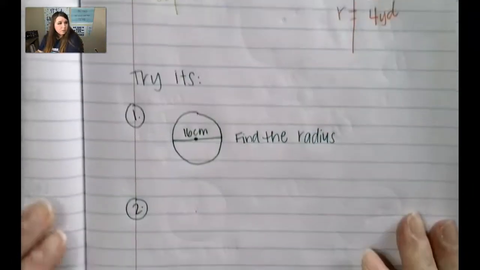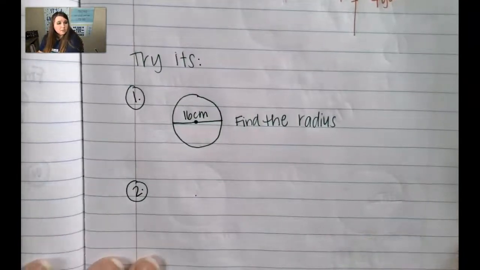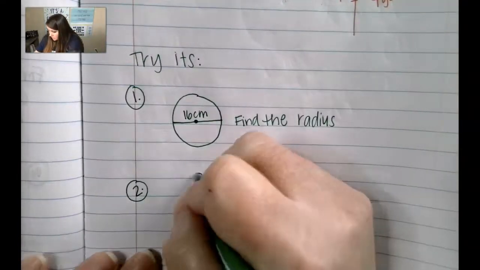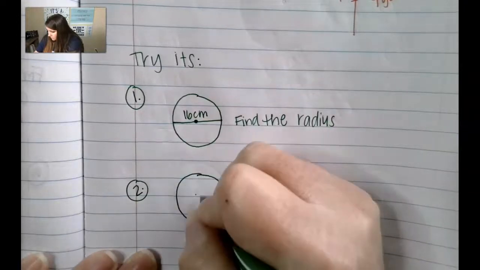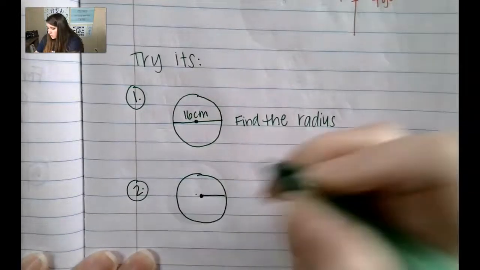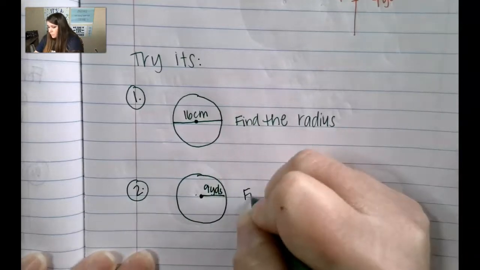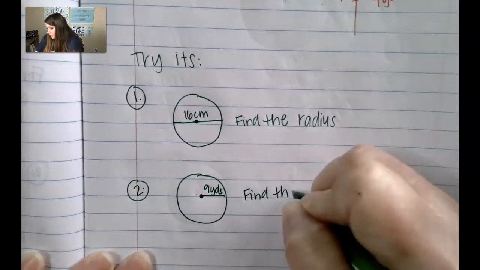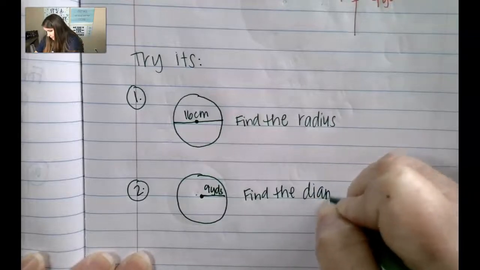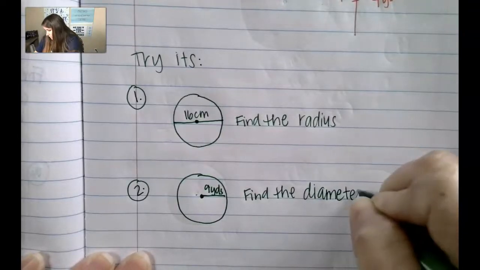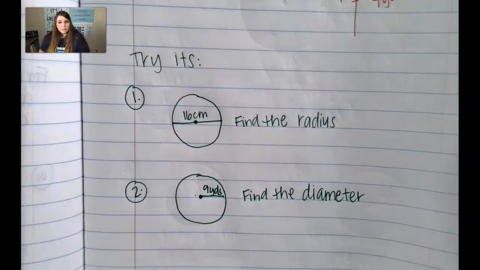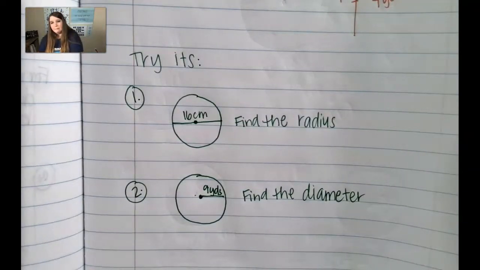Okay, and then try-it number 2 says that the radius of a circle is 9 yards. And we want to find the diameter. All right, go ahead and hit pause right now so you don't hear me solving. And then when you're ready, come on back.